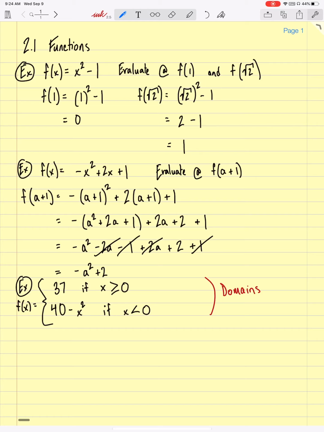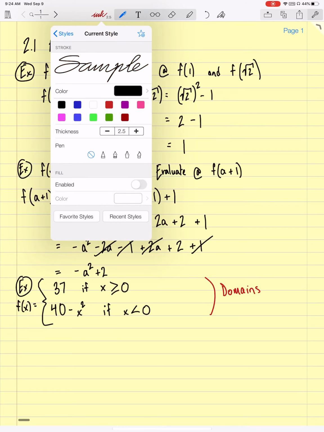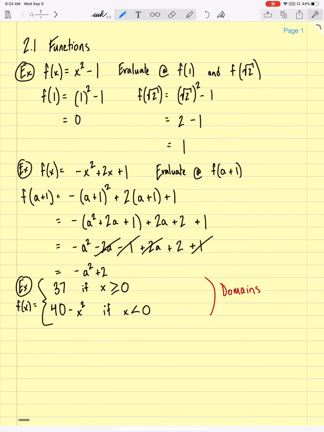Whatever value you are asked to evaluate at, you're going to plug it into that part of the function. So if you had to find f of 0, where does 0 fall? Does it fall into this domain or does it fall into that one? Well, x is 0, right? That's the number we're plugging in, so it's going to fall into the top domain. If x is greater than or equal to 0, we'll get a 37 out. So this will just be 37.